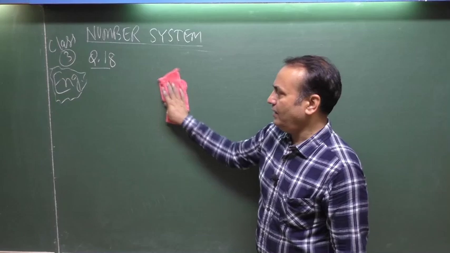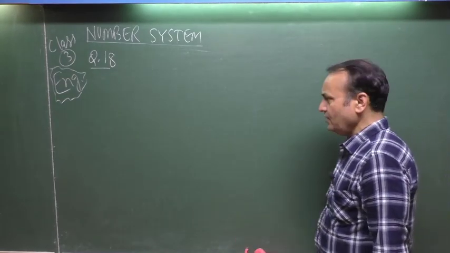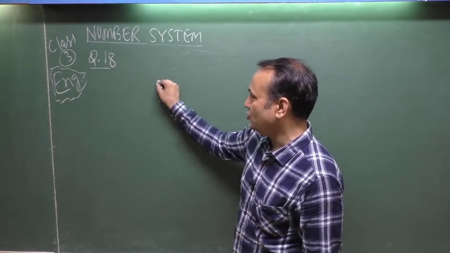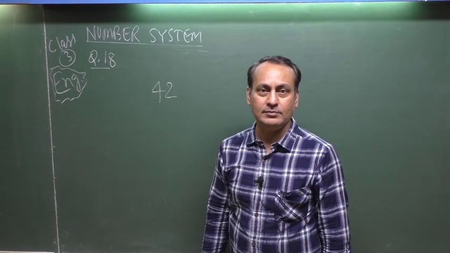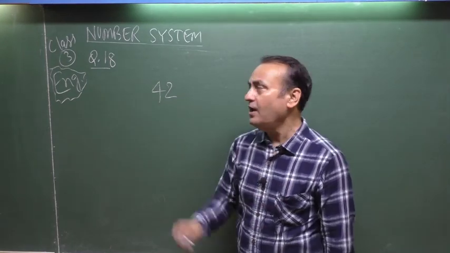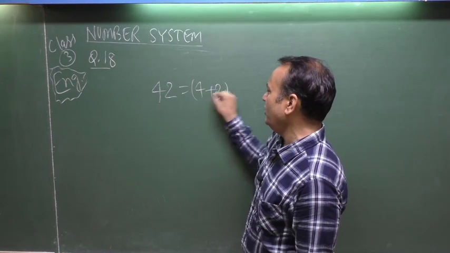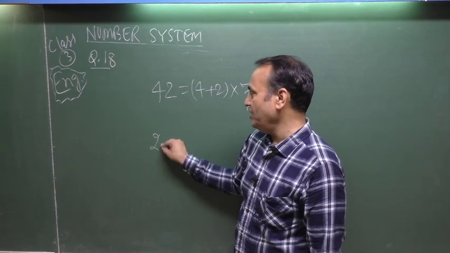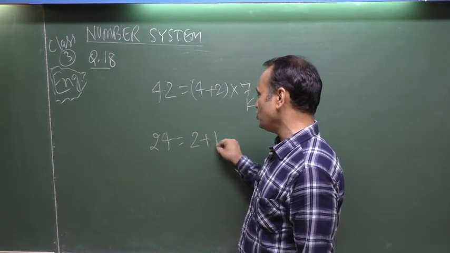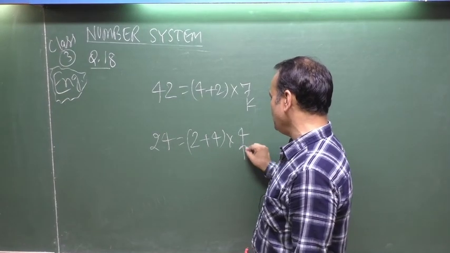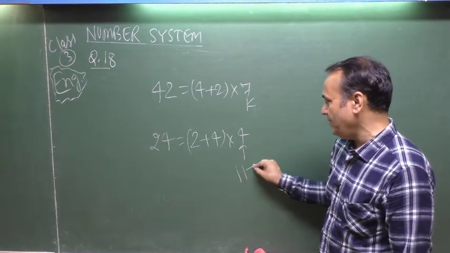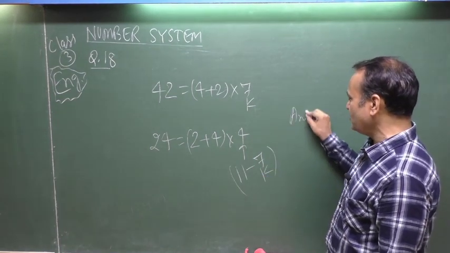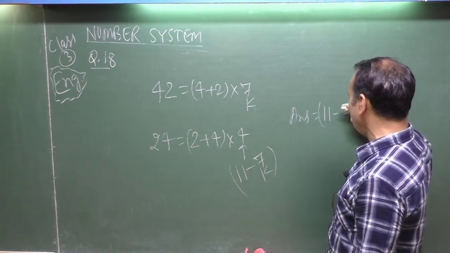You have to pick up again a two-digit number that should be very convenient for your calculation. That's why I would like to suggest this, your other example. 42 is definitely a two-digit number, and 42 is equal to 4 plus 2 into 7. This is k. Now after interchanging you got 24, and this is 2 plus 4 into 4. That means again see here, this 4 comes from 11 minus 7, and 7 is your k. That means your answer is again 11 minus k. Note down.